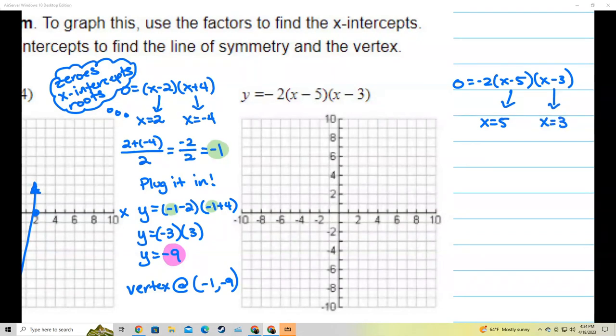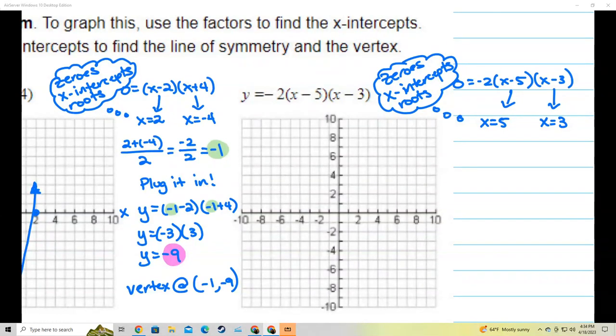Because again, if I plug in 3 here, 3 minus 3 is 0. And then when I multiply 0 times all of this, I get the answer of 0, which is what I want. So what did I just find? I just found my zeros, which are the same thing as my x-intercepts, which are the same thing as my roots.